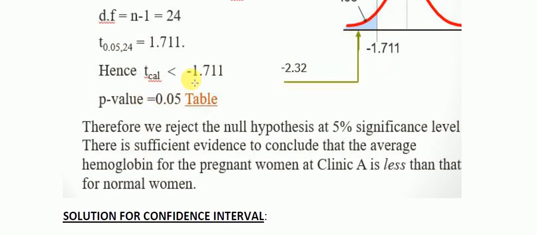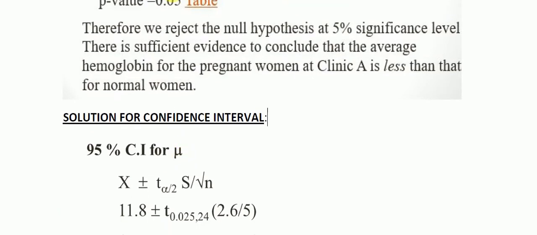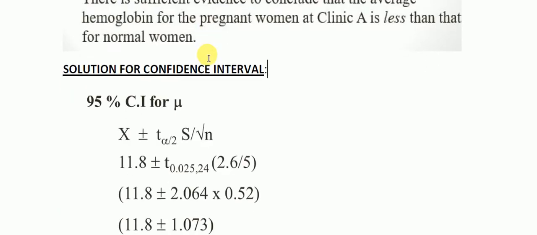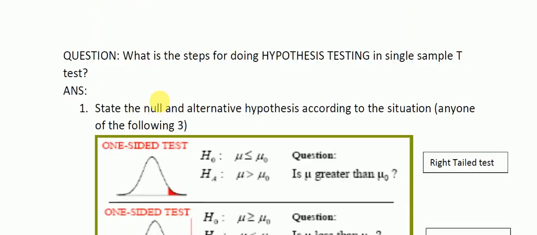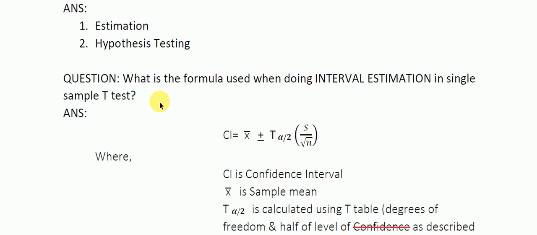So that's it. Now we'll move on towards confidence interval. How we perform confidence interval in single sample t-test, and we'll use the formula that we have learned above to perform this example. If a 95% confidence interval for mu needs to be calculated, let's see what we have to do. We'll basically be using this formula over here, which is for interval estimation.